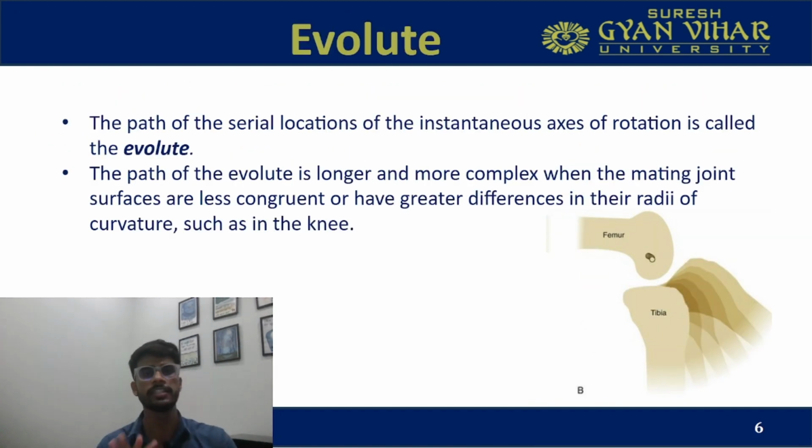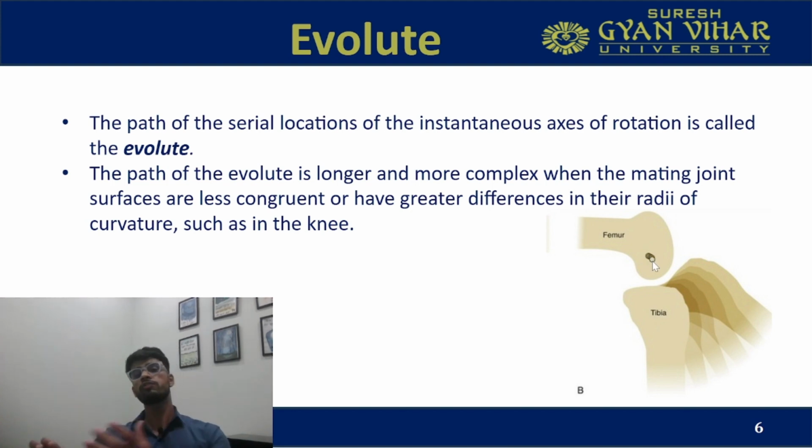Now let's understand what is evolute. We have already read about instantaneous axis of rotation. So this is the axis of rotation at a particular point of time in range of motion. So there is a path of several locations of the instantaneous axis of rotation. We know that it is not fixed. As you can see over here, there are so many circles. These circles are representing the axis of the joint and they are coming down, down, down, down, down.